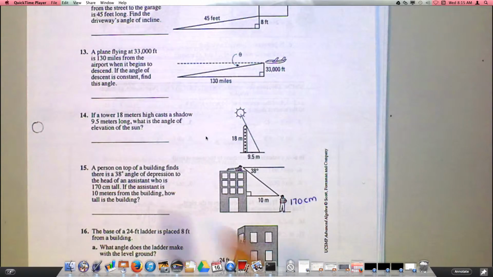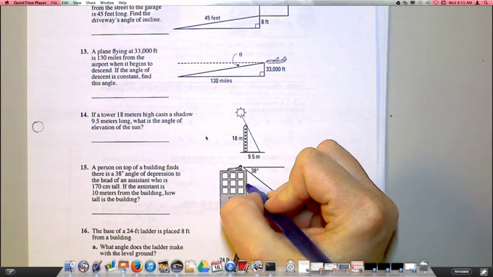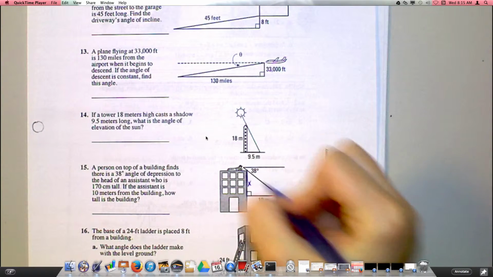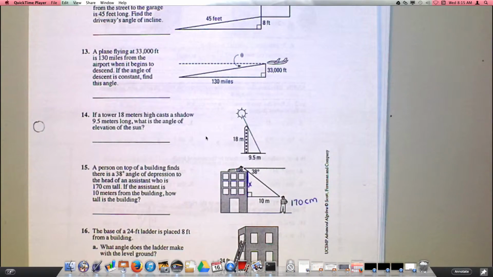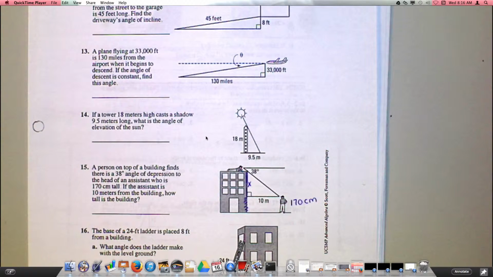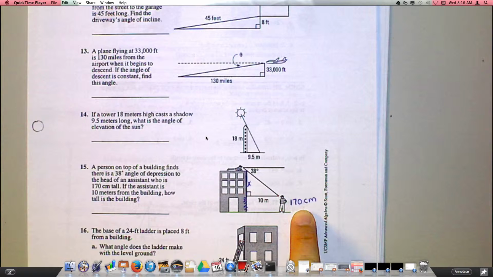If the assistant is 10 meters from the building, how tall is the building? Okay, so this is another one. This is similar to that rocket ship problem that we did on yesterday's homework. We're going to be able to do trig to find this piece of the building, because we've got this triangle here. And then we're going to have to add this piece on later, because that's not part of our triangle. But luckily, that's really easy to add on because it's exactly equal to the guy's height. Does that make sense?